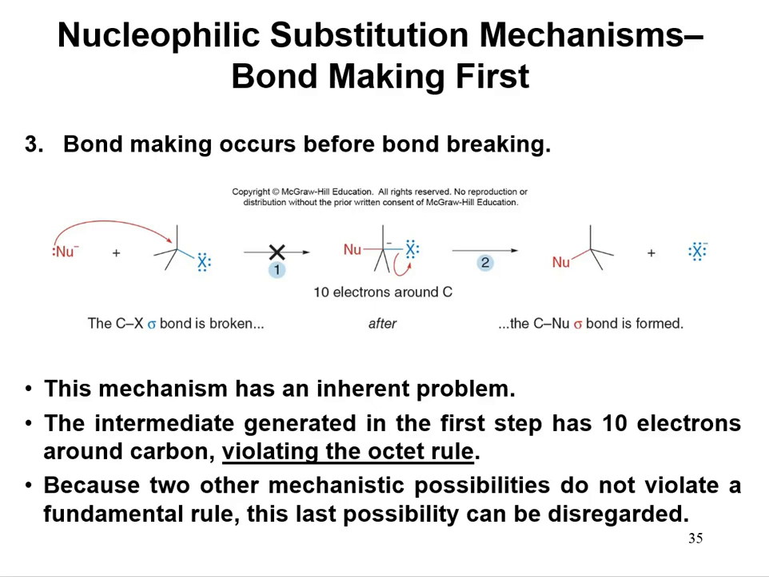The third possibility is for the bond making to occur before the bond breaking. This would require the nucleophile to donate electrons to the partially positive carbon and forming a covalent bond. Notice how this would put 10 electrons around the carbon, as shown in the middle. Because this pathway violates the octet rule for carbon, it is not a reasonable mechanism. This third possibility can be eliminated.